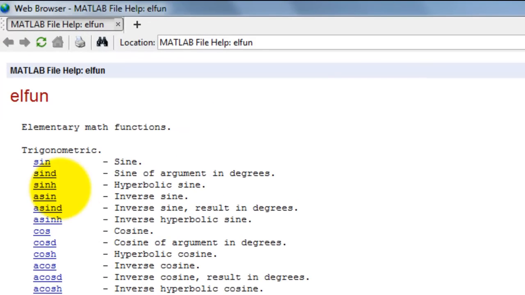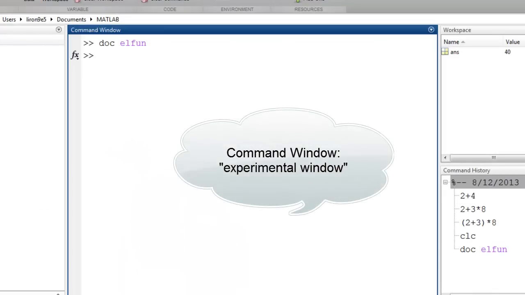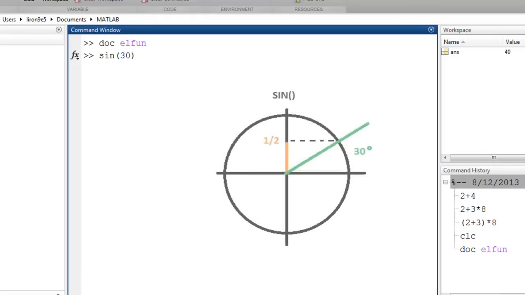Now if we look at the very top, trigonometric has sine and cosine, but it has multiple sine. The first one is sine alone, the second one is sine of an argument in degrees. What does that mean? Well, let's go try it. The command window is also called the experimental window, because if we don't know something, we just play with it. So let's do sine of 30 degrees. That's well known to be 1/2.